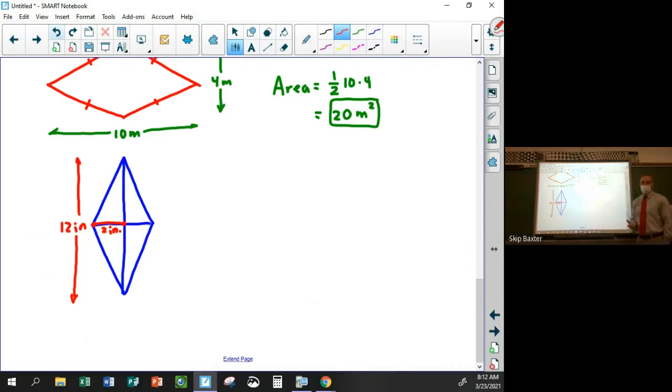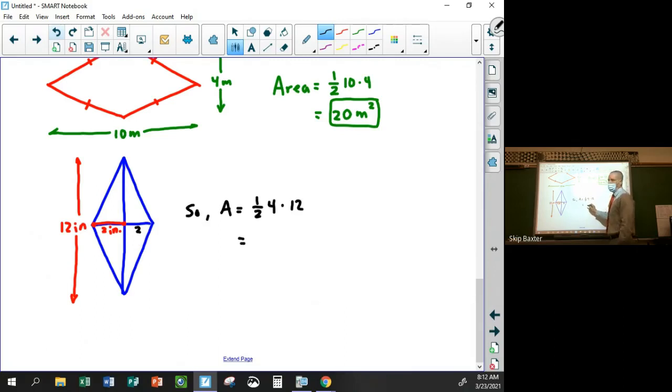So here's where you have to use the properties of rhombuses, right? We know that the diagonals bisect each other. So if this piece of that diagonal is 2, then this piece is also 2, right? So this is also 2. So you'd say area is 1/2 D1 D2, which is 4, the whole diagonal, times 12. Half of 4 times 12, that's half of 48. So the answer would be 24 square inches. So that's not very tricky.